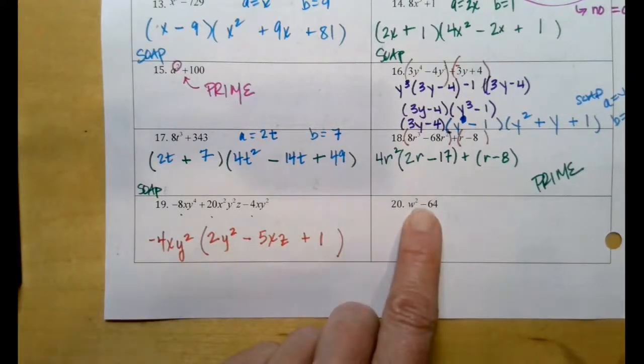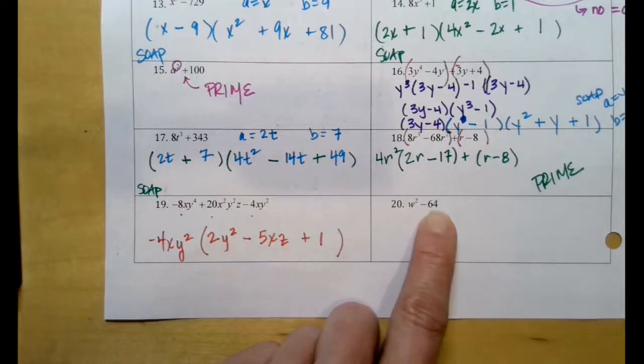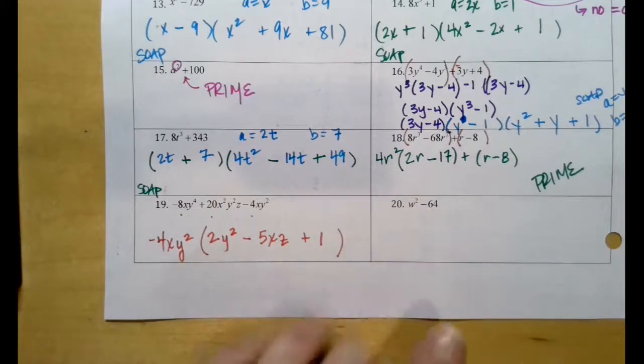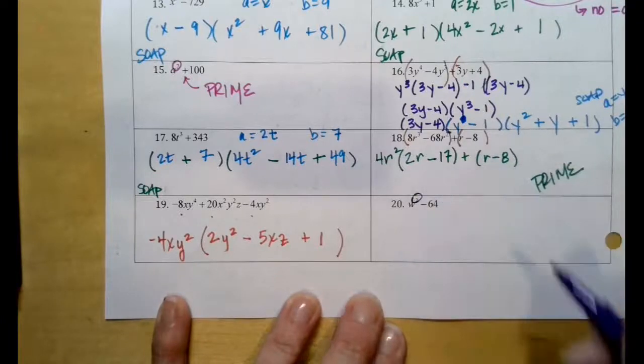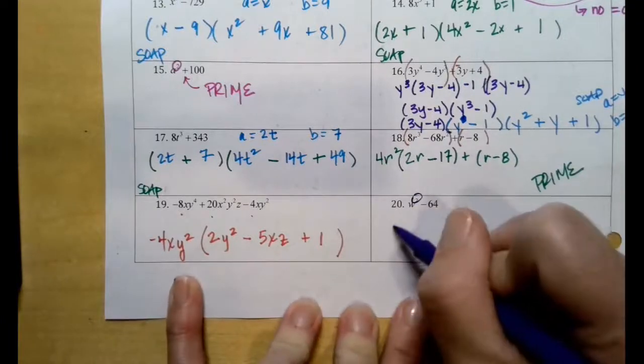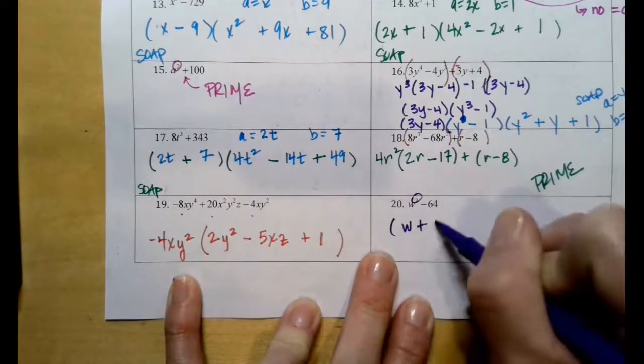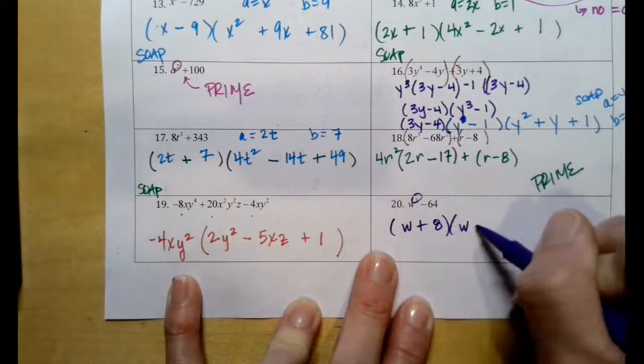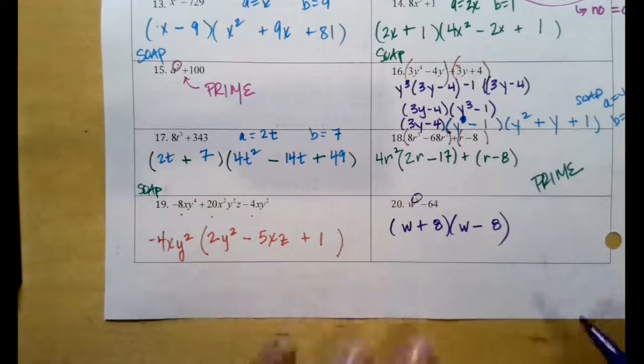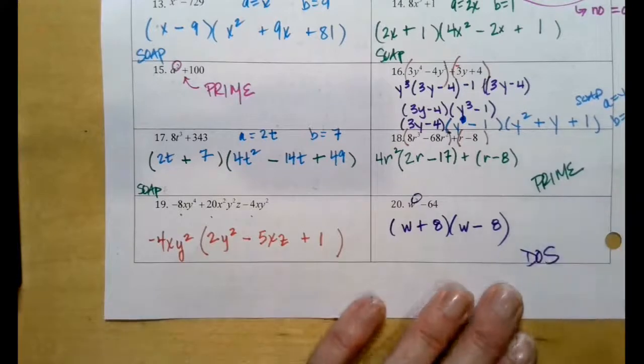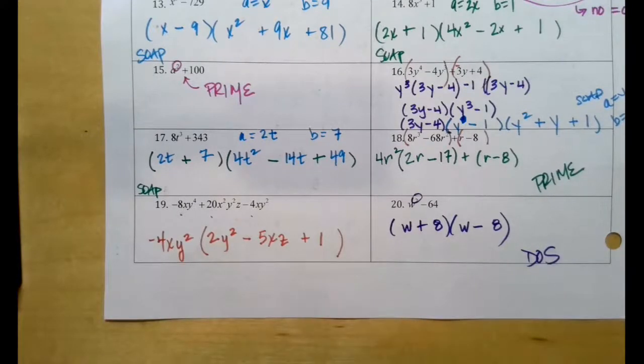Difference of 2 perfect squares. So even though 64 is also a cube, we don't care about that right now because we're dealing with the second power. So I have w plus 8, w minus 8. Difference of squares. All right, good job. Thanks for sticking with me.